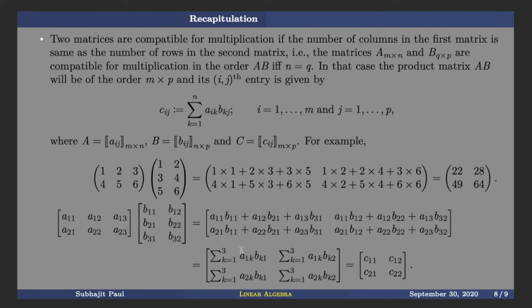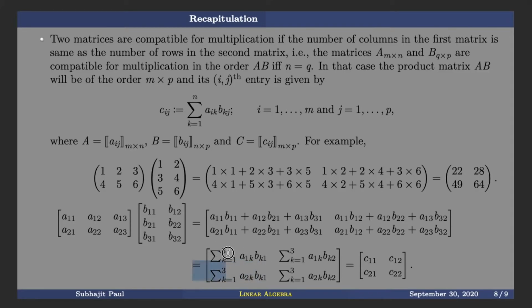Now comes the definition part. Probably this definition you did not do in your schools. So now you check here in the first entry. So this is your 1 1 entry. This entry over here, this is your one.